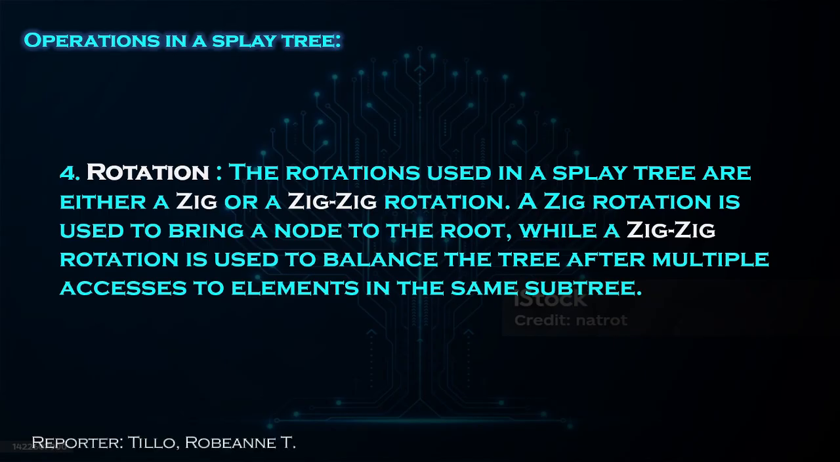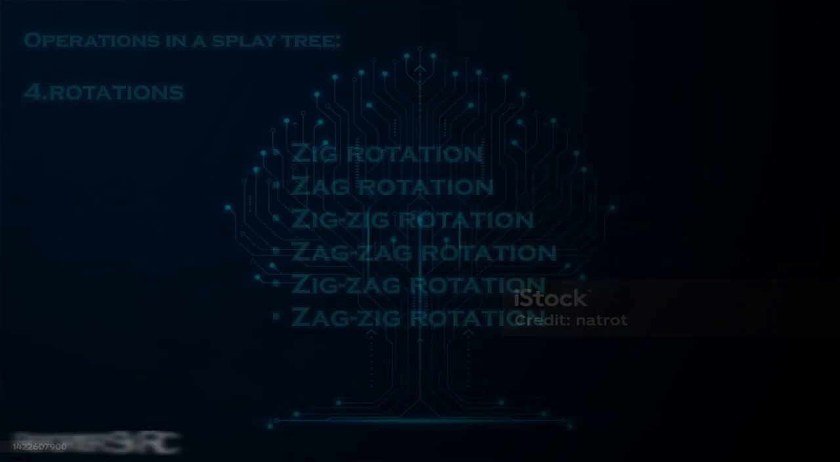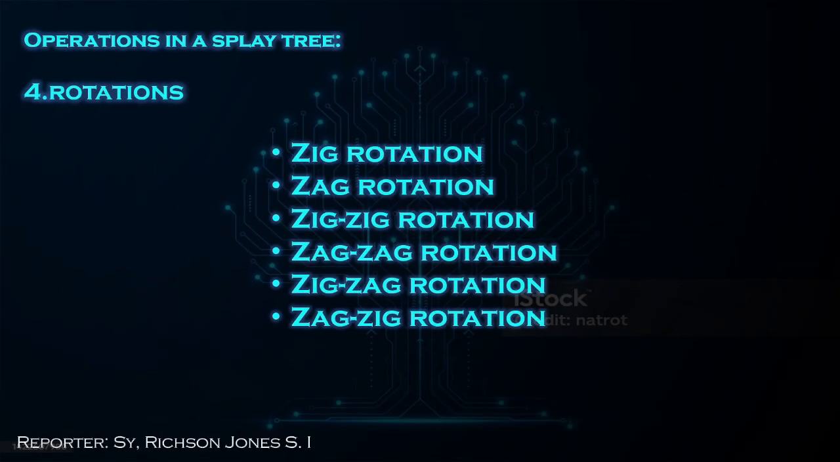Rotation. The rotations used in a Splay tree are either zig or zigzag rotations. A zig rotation is used to bring a node to the root, while a zigzag rotation is used to balance the tree after multiple accesses to elements in the same subtree. So here are the examples of rotations.